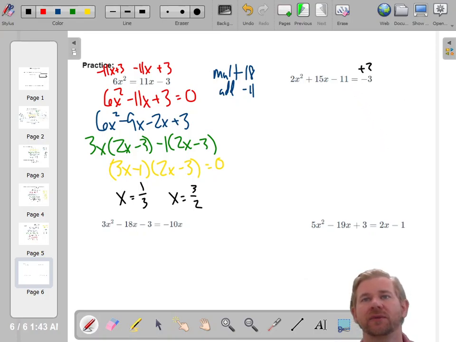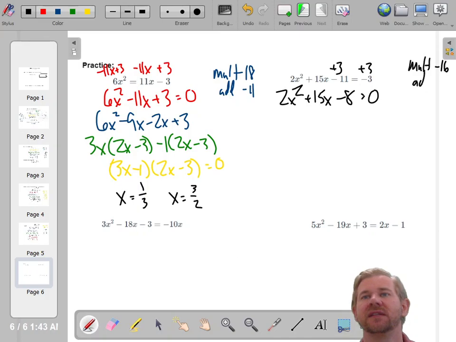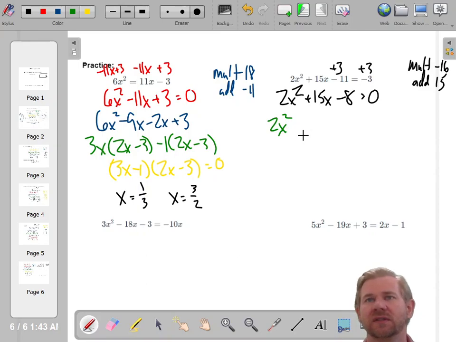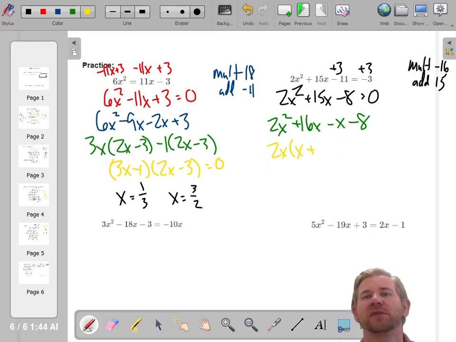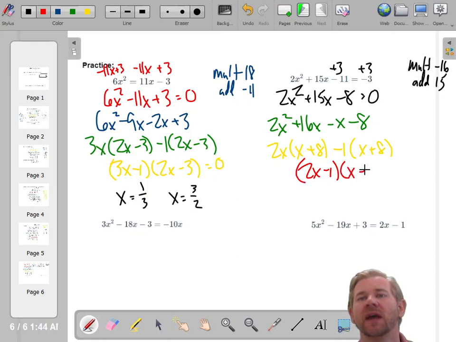All right, add 3 to both sides. 2x squared plus 15x minus 8 equals 0. I need numbers that multiply to negative 16 and add to 15. 16 and negative 1. I could just put x, that's the same as negative 1x. 2x, x plus 8 minus 1. Again, I'm factoring out a negative 1, so negative x and negative 8 if you distribute back in. You should just be working backwards, checking it as you go. 2x minus 1, x plus 8. I'm looking for zeros, so that would happen at positive 1/2 and negative 8.